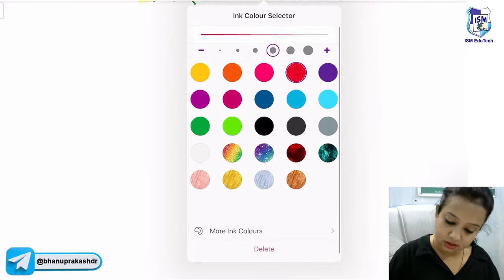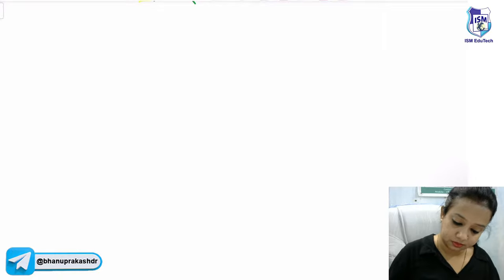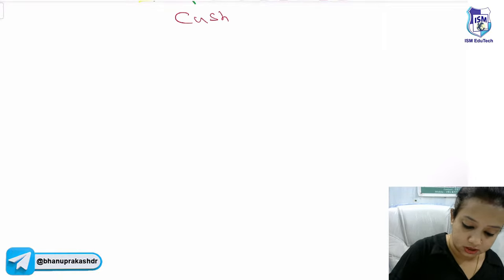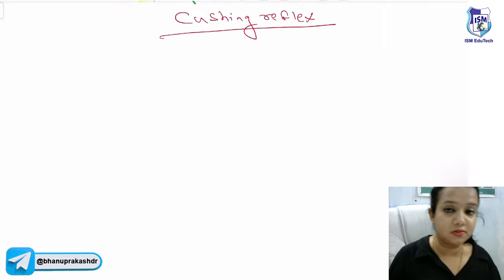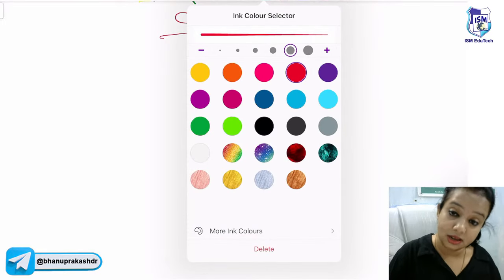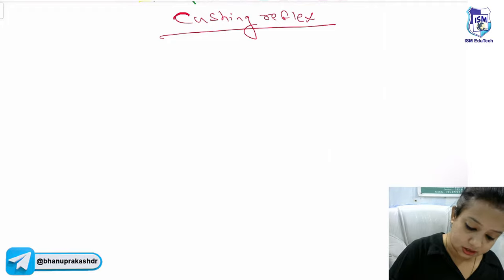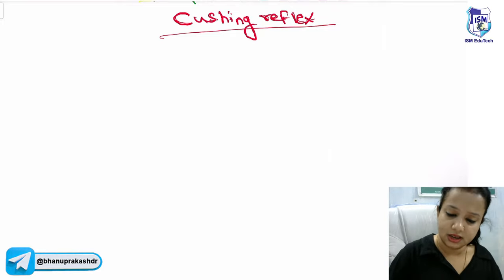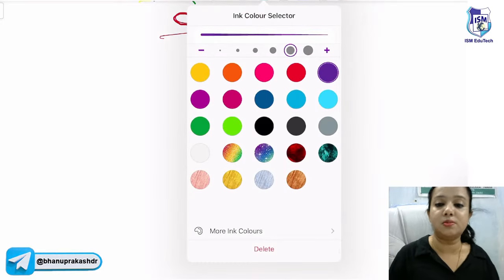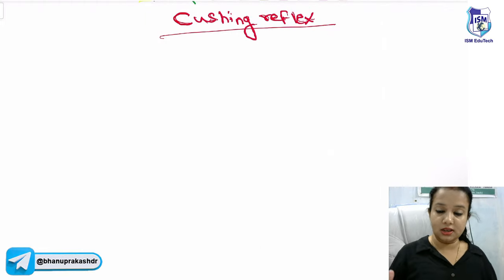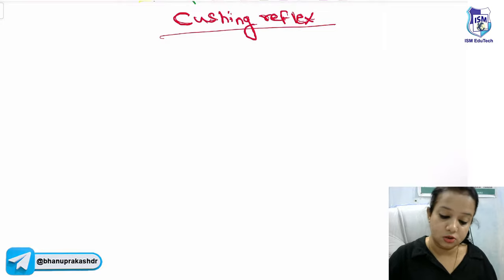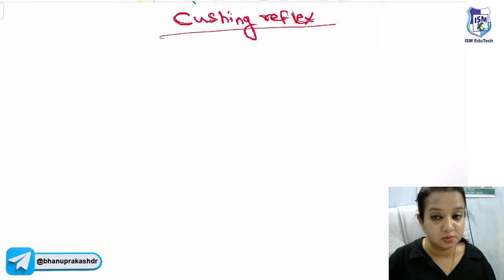Next comes the Cushing reflex. Now, Cushing reflex, this is actually a life-threatening reflex, which is seen when a person comes with some kind of head injury and is at the terminal point, very critically ill and about to die. So that is the time when the Cushing reflex is manifested.